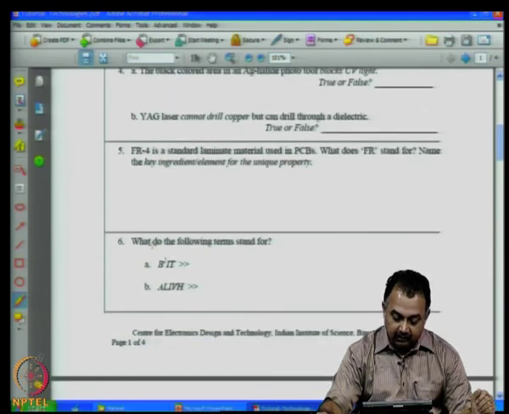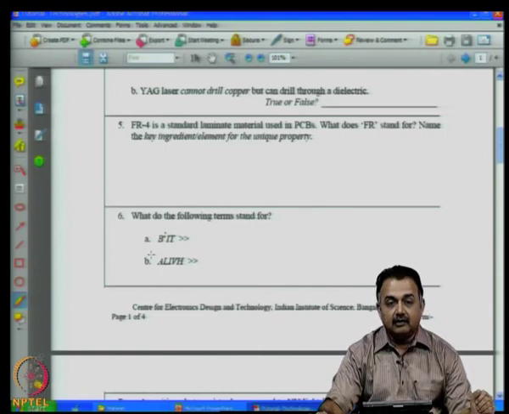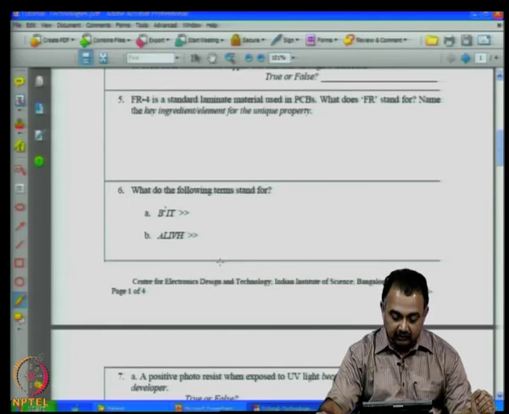What do the following terms stand for? B squared IT: B squared is buried bump interconnection technology. ALIVH: ALIVH stands for any layer interstitial via hole technology.